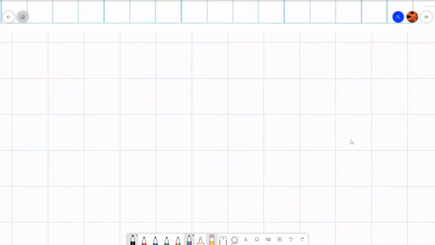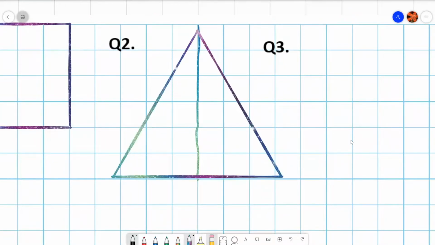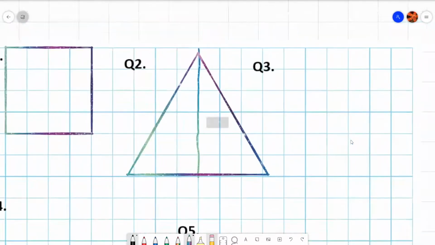So I'm going to do the base first, or let's do the height first actually. 1, 2, 3, 4, 5, 6. Double check. And the base is 6, so 3 either side. 1, 2, 3, 1, 2, 3. And then you just join that up and we've made our shape 3 times bigger.